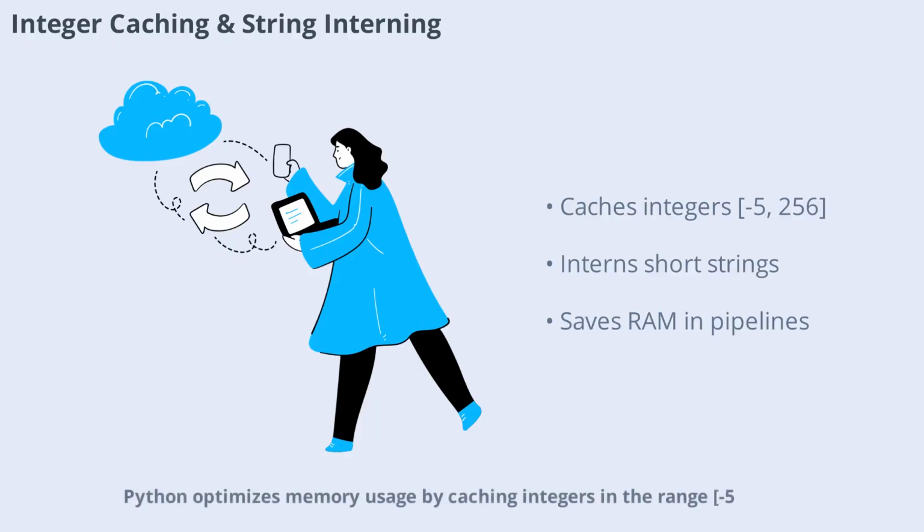Python optimizes memory usage by caching integers in the range -5 to 256, and interning short strings that resemble identifiers. When you initialize variables within this range, Python reuses the same object reference, saving significant RAM. In AI data pipelines, this is especially beneficial when labeling datasets with millions of rows using status integers like 0 and 1. All those pointers reference the same cached objects, reducing overhead and improving efficiency. This optimization is a subtle but powerful feature for large-scale data processing.